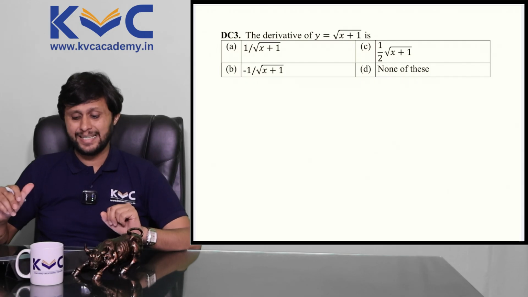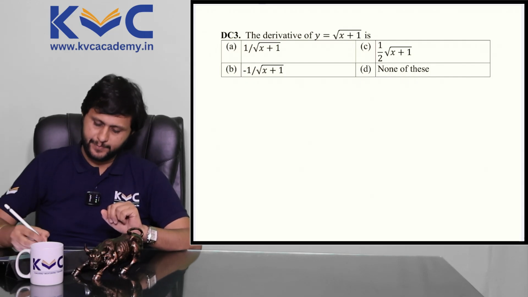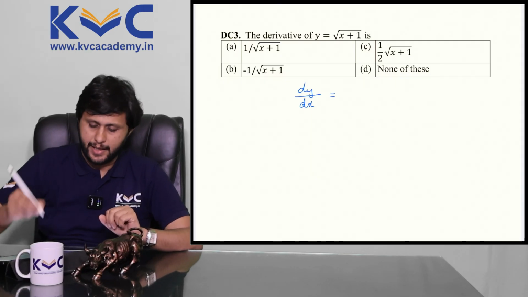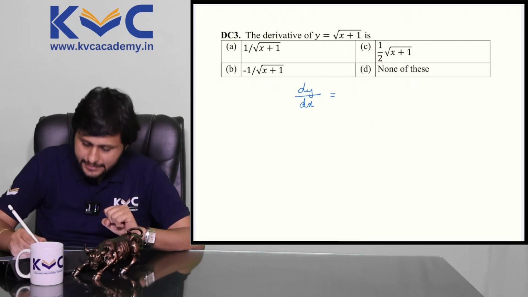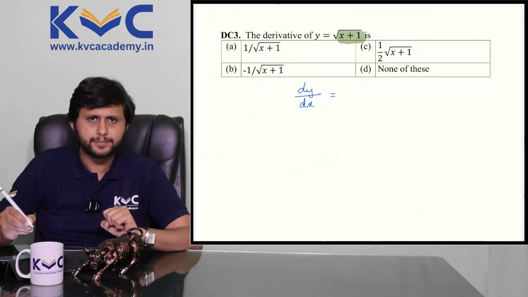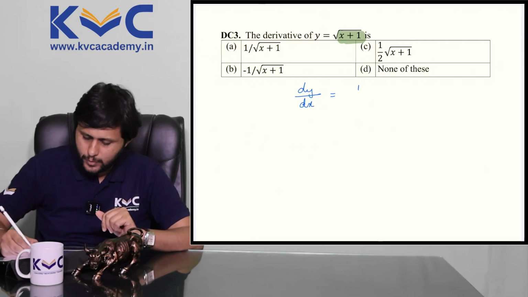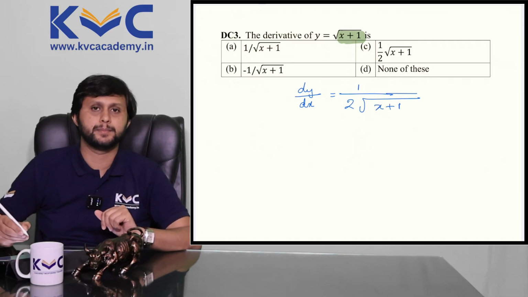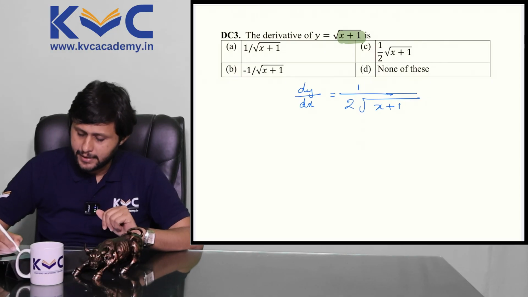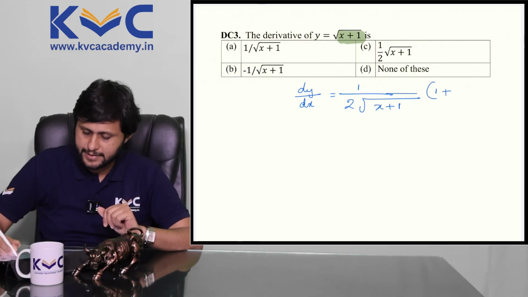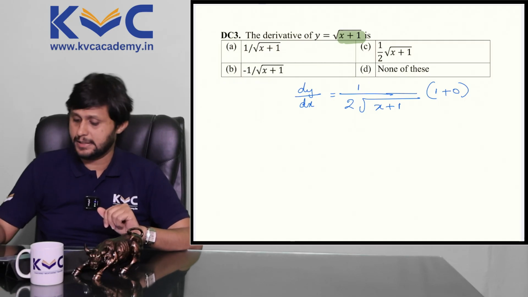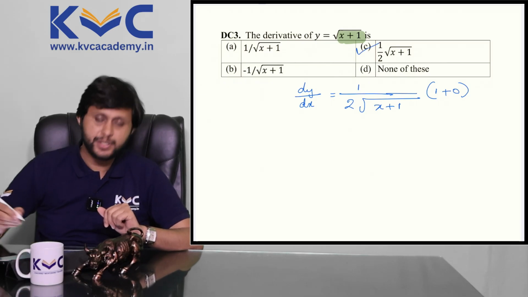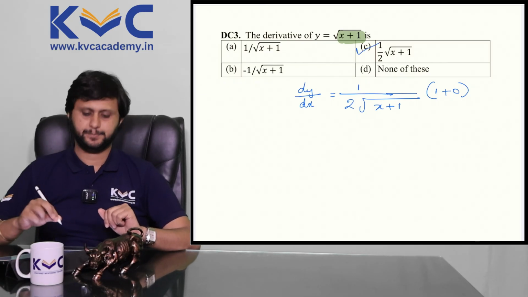The derivative of y is equal to root x plus 1. Left hand side, dy by dx equal to. Which rule are we applying? It is in the form of root x. Correct? So this part. What is the differentiation of root x? 1 by 2 root. Do we have x? No, instead of x we have x plus 1. Now we need to differentiate the highlighted part. Differentiation of x plus 1 is 1 plus 0. So 1 plus 0 is anyways 1. So we get 1 by 2 root x plus 1 as the answer. Option C is the right answer.